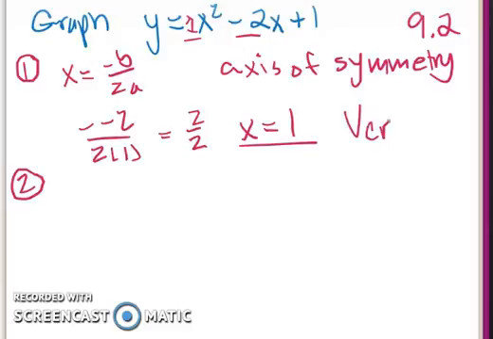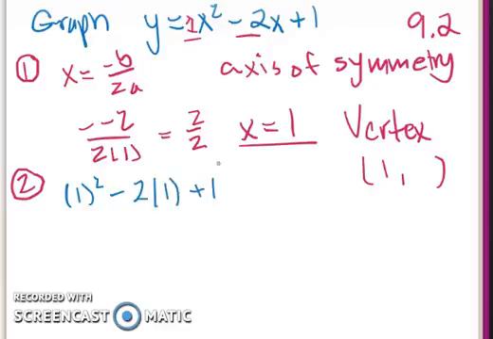Okay, I'm trying to find what's my vertex. My vertex is going to be 1 comma something. I don't know what the other part is. So let's go ahead and find that. So I'm going to get 1 squared minus, oops, made a mistake there, minus 2 times 1 plus 1. So this is going to be 1 minus 2 plus 1, and if you do that, you end up with 0. So we have our second point as 0. So there's our vertex at 1 comma 0.